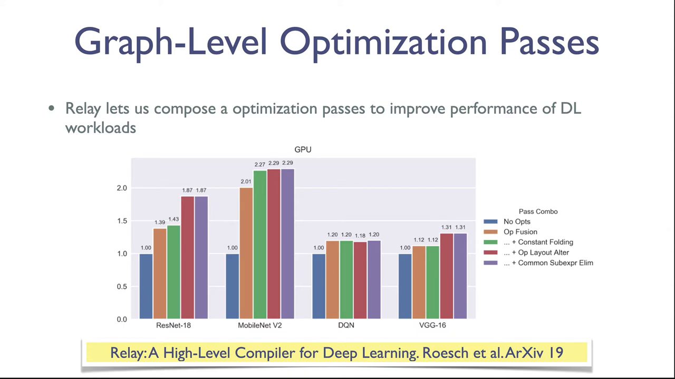Using graph-level optimization passes to fuse operations allows us to compose optimization passes to improve performance of deep learning workloads, as much as a 2.29 factor improvement over no operator fusion on the MobileNet V2 machine learning model.